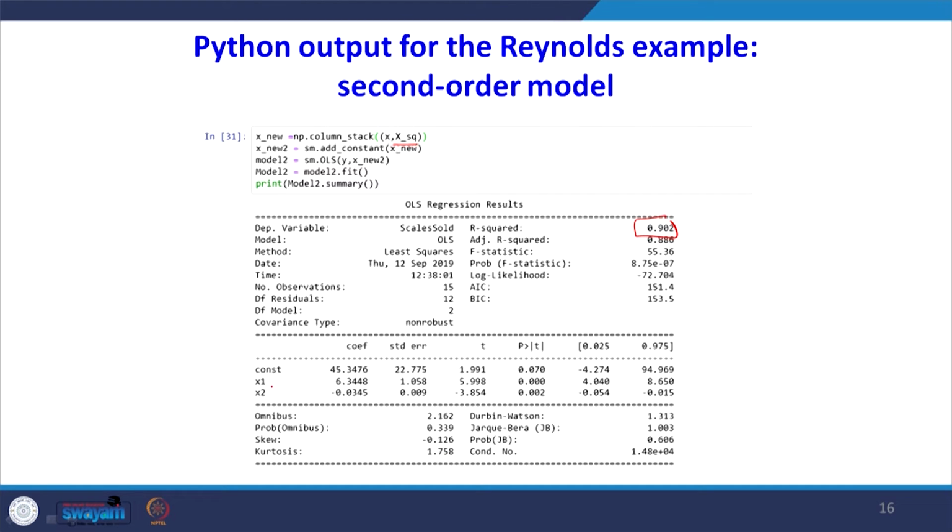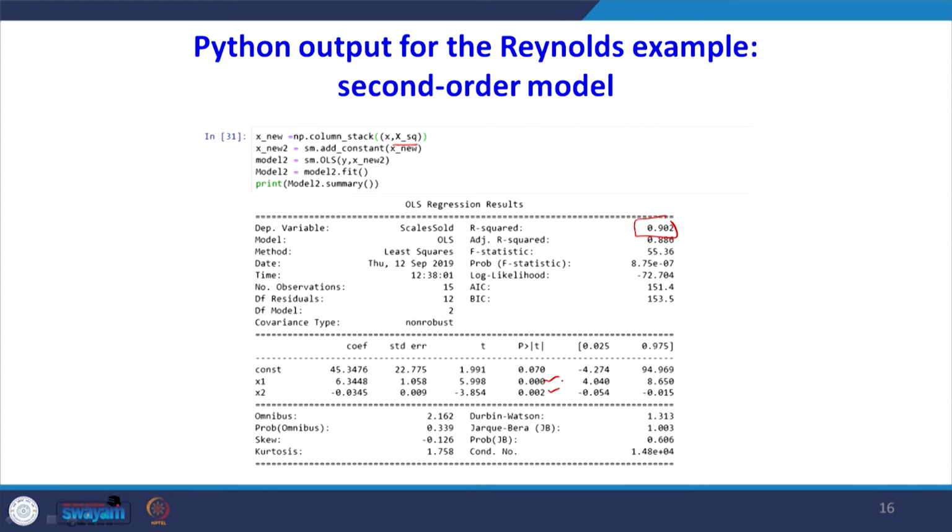Look at the significance of each variable. One is x1, another one is the squared value of that x1. So, both are significant values. This is also less than 0.05, and this is also less than 0.05. Now, what has happened? When you introduce a squared value, then the model is significant.